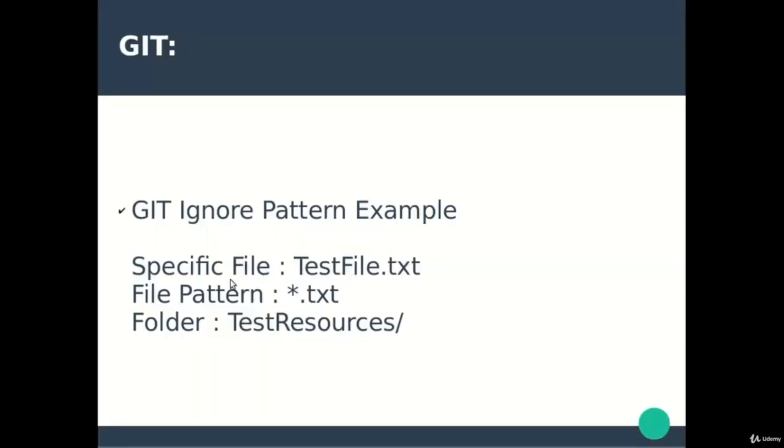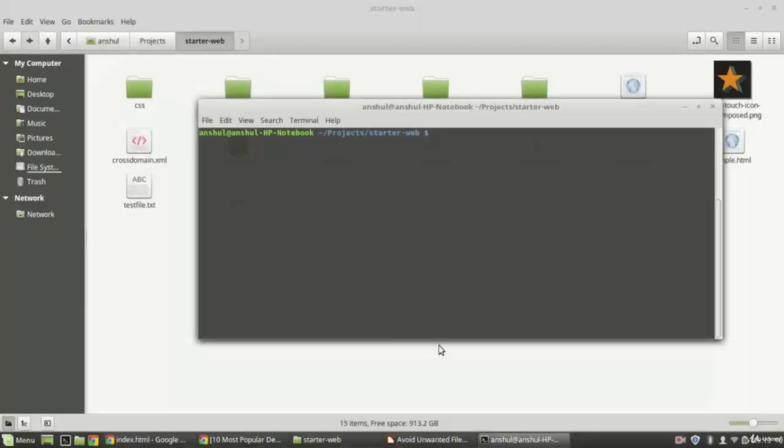So guys, this is the way and this is the pattern. If you want to ignore a complete directory, all the files present in it, then you can mention the folder name and a slash after that in your .gitignore file. So git will ignore all the files present in that particular directory, right? So this is the way we can ignore unwanted files from a git repository.